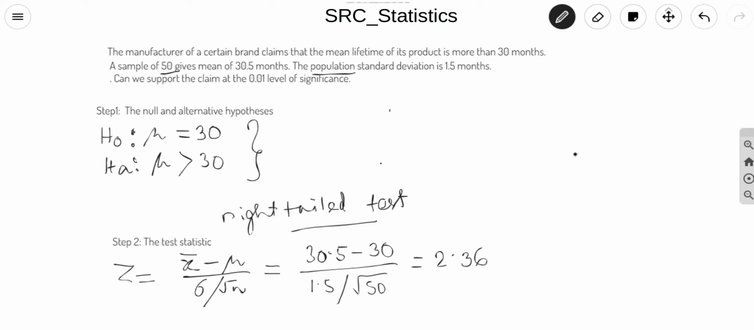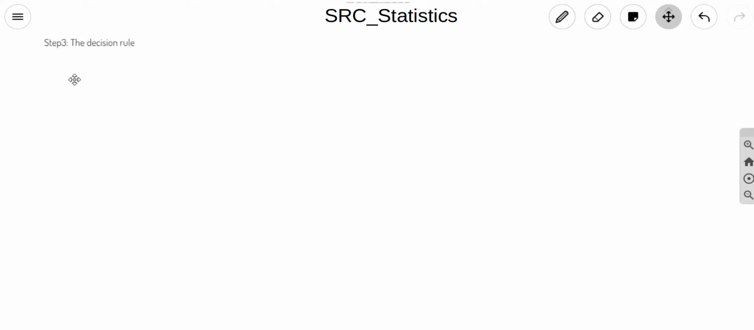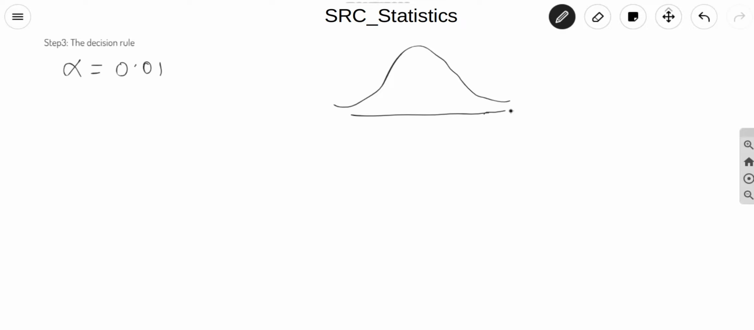Now we go to step 3 where we compare the value with the critical region. Okay, so now step 3 is the decision rule. We know that alpha is given to be 0.01 and this is a right tail test. That means the critical region will be at the right tail. So this is 0.01, that is our alpha and the critical region, and this is 2.33.